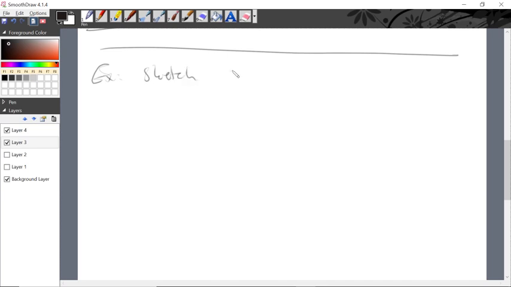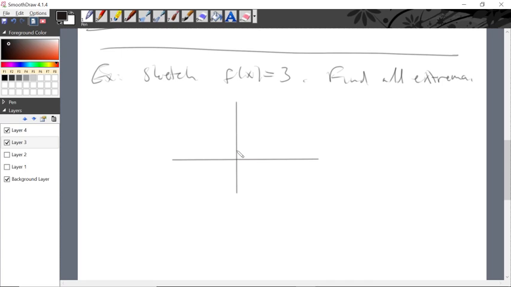Here's a quick one. Sketch f of x is equal to 3, the constant function, and find all extrema. All right, a horizontal line. Here we go. There's our function, y equals f of x. f of x is equal to 3. Y-axis, x-axis, 1, 2, 3.